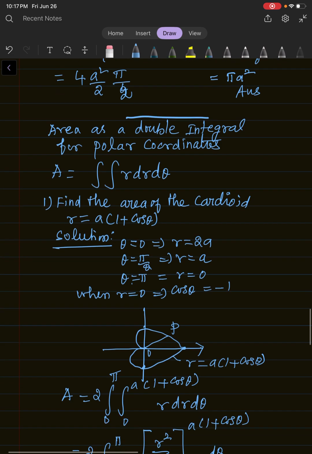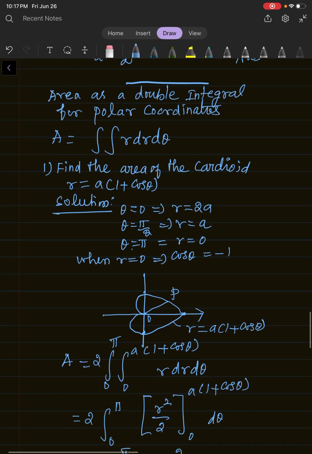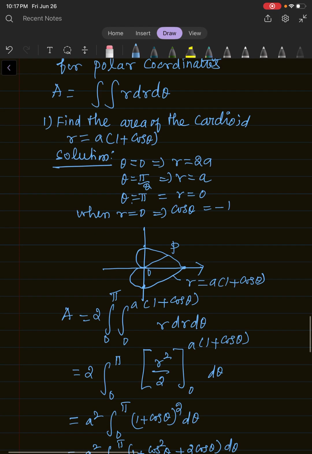Next, we are going to find area as a double integral in polar coordinates. The formula is given by A equal to double integral r dr d theta. Find the area of the cardioid r equal to a into 1 plus cos theta.